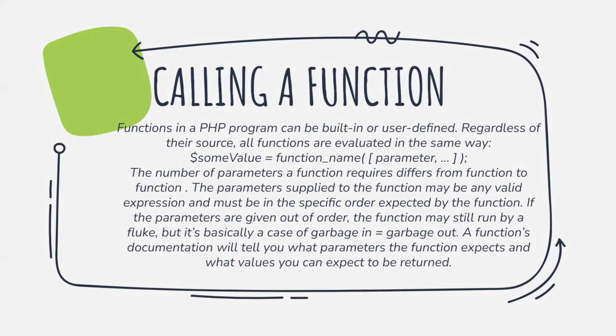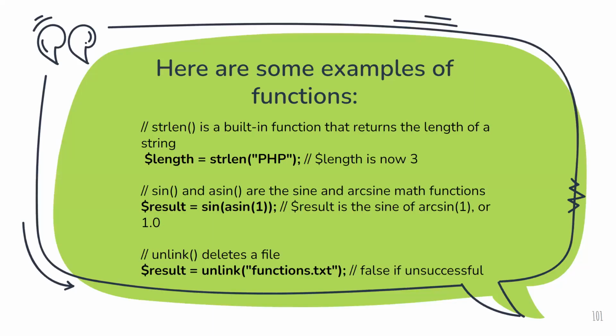These are some examples of functions: strlen, strtolower, strlen, sin or arcsin, and unlink are the built-in functions of PHP. Here strlen returns the length of the string "PHP" as the value 3. The unlink function deletes the file specified in the quoted text of the parameter section.